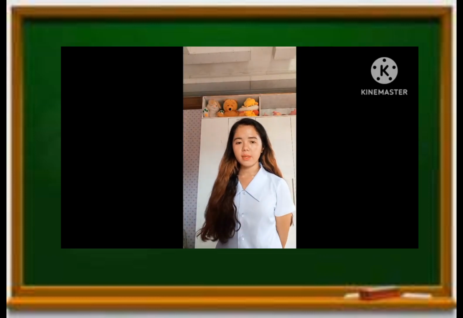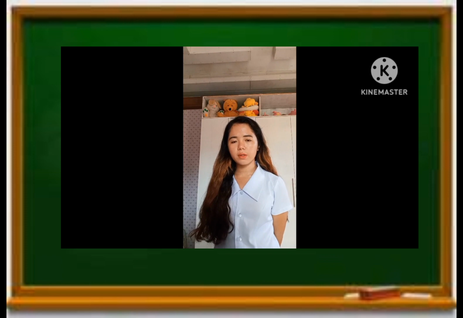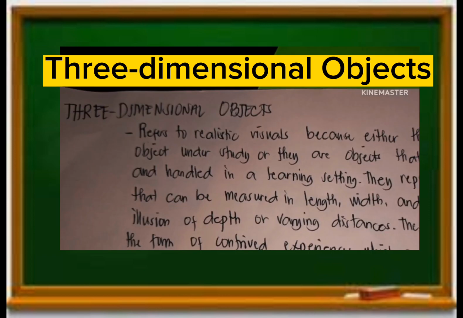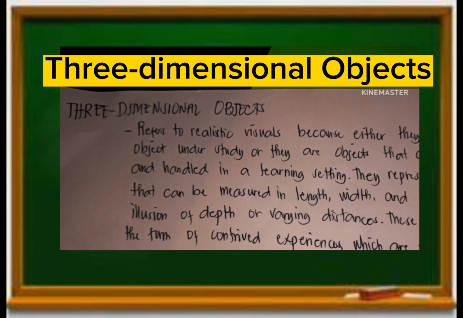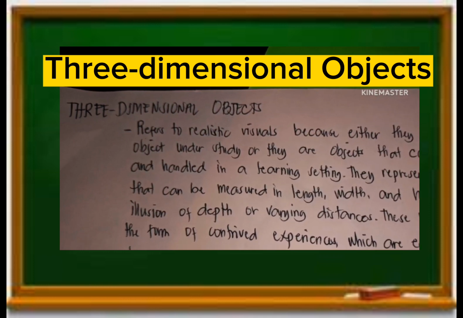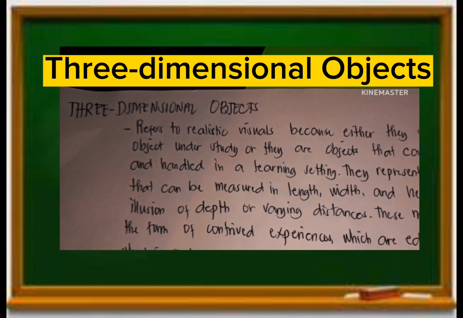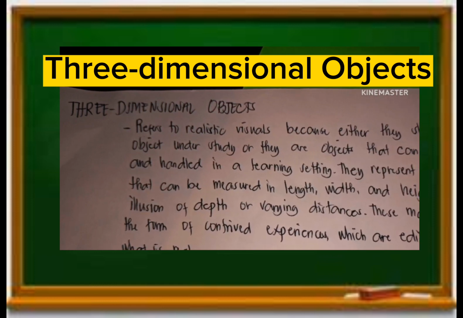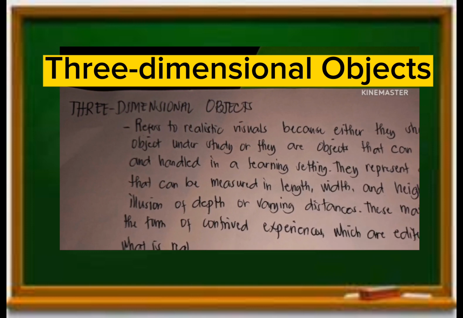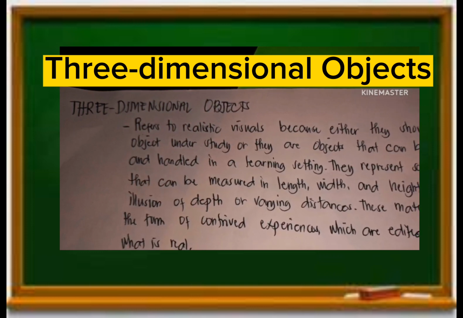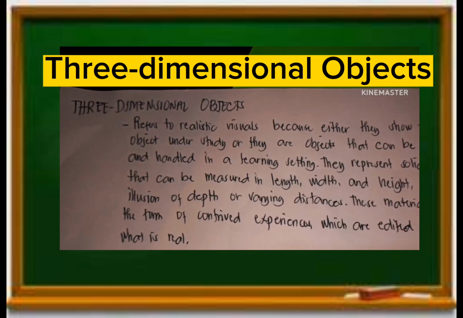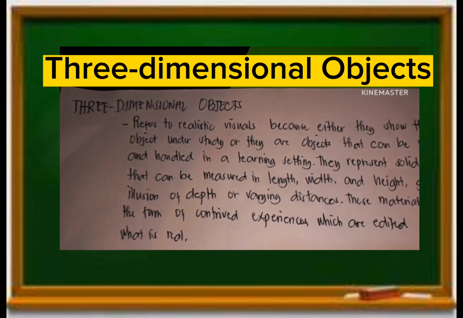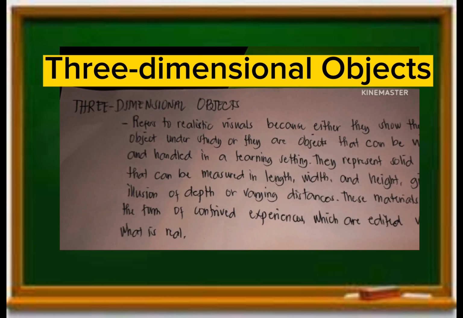Hi everyone, my name is Lady Joy Tayal and I'll be discussing the types of non-projected or the three-dimensional visual media. About the three-dimensional objects, it refers to the realistic visuals because either they show the actual objects under study or they are objects that can be viewed and handled in a learning setting. They represent solid objects that can be measured in length, width, and height, giving the illusions of depth or varying distances. These materials come in the form of contrived experiences which are edited versions of what is real.